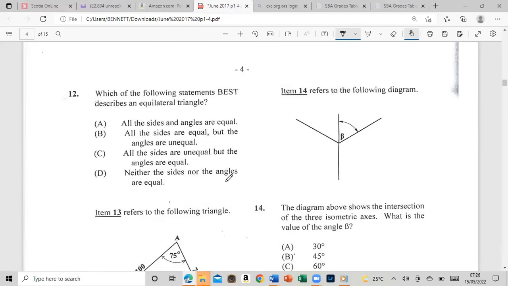Let's move on to 12. Which of the following statements best describes an equilateral triangle? You can't escape from maths, you know, guys. Just watch the videos.